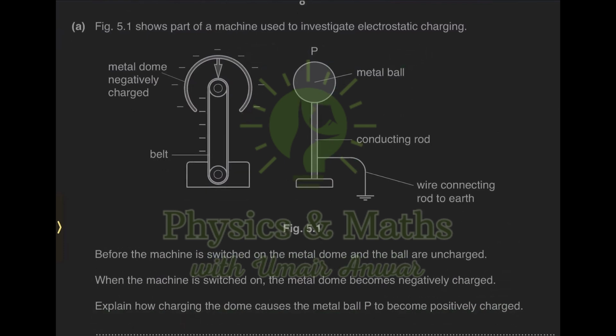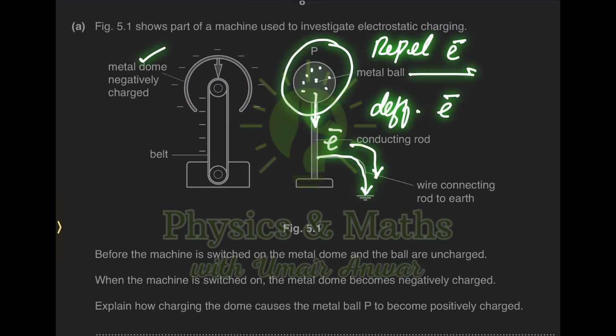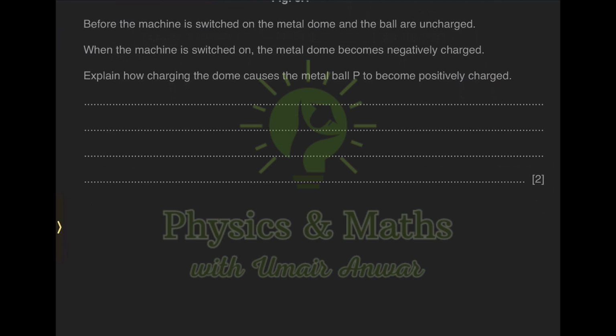The phenomenon which is going to happen here is that the negatively charged surface of the metal dome is going to repel the electrons in the metal ball surface. So the electrons of the surface are going to move away, and since there is a connection to the ground being made by this earth wire, the electrons would move to the ground or the earth because of the repulsion being caused by the metal dome's negatively charged surface, and this is going to create a deficiency of electrons on the surface of the metal ball. So the metal ball surface is going to gain a dominating positive charge here. So this is how the metal ball is gaining a positive charge, and we have to write a 2-mark answer for it.